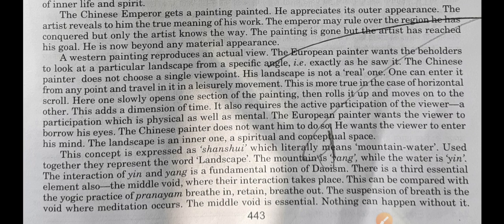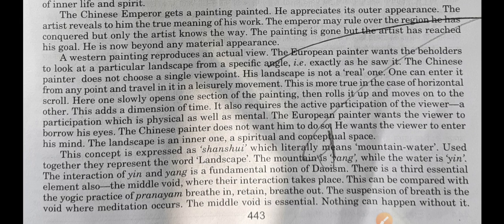impression. The Chinese painter does not choose a single viewpoint. His landscape is not a real one. One can enter it from any point and travel it in a leisurely manner. You can enter from the cave, you can enter from the river, you can enter from the waterfall, you can enter from the trees. So no single decided place was there in Chinese painting, but the European painter wants the viewer to look at his painting from a particular angle.